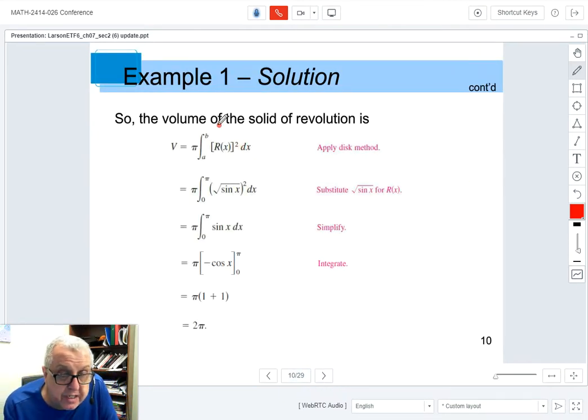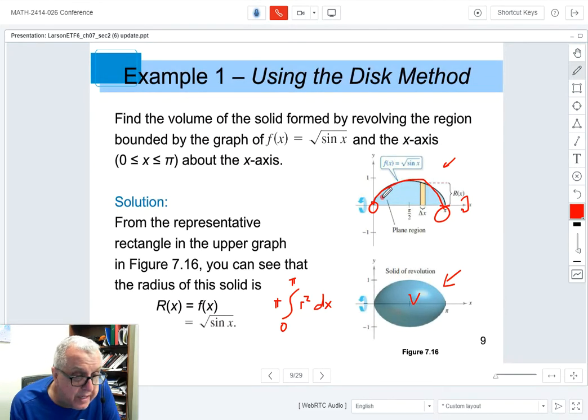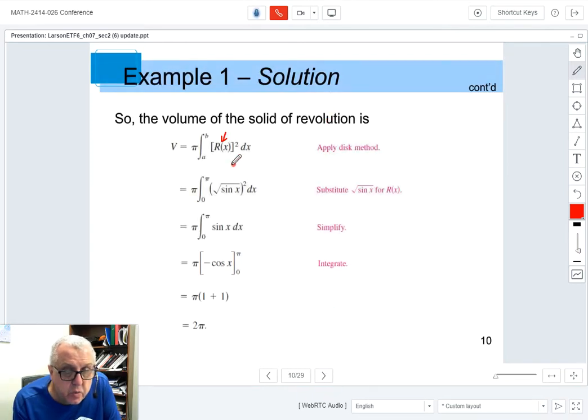So we put our function in. This is our function, R(x). That, by the way, if you look at that function, it explains our R, the radius. Here's the radius of this. It shows you the radius at each point. So the function is the square root of sine x. That's the radius. We square it. Pi r squared. Square root and square cancel, and this is what I get.